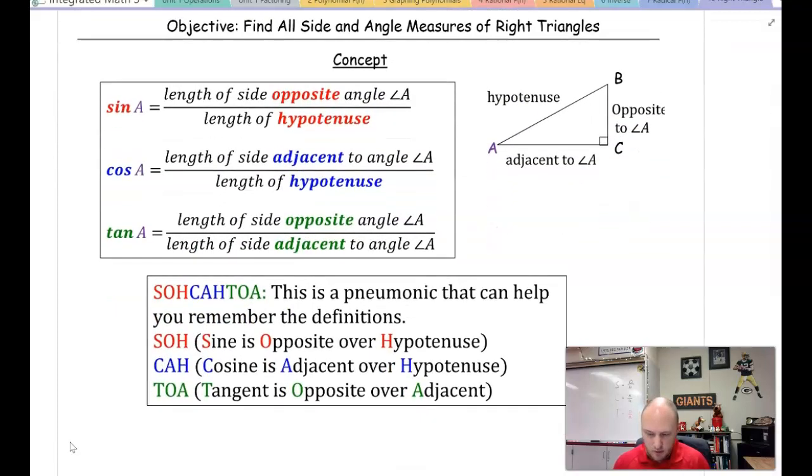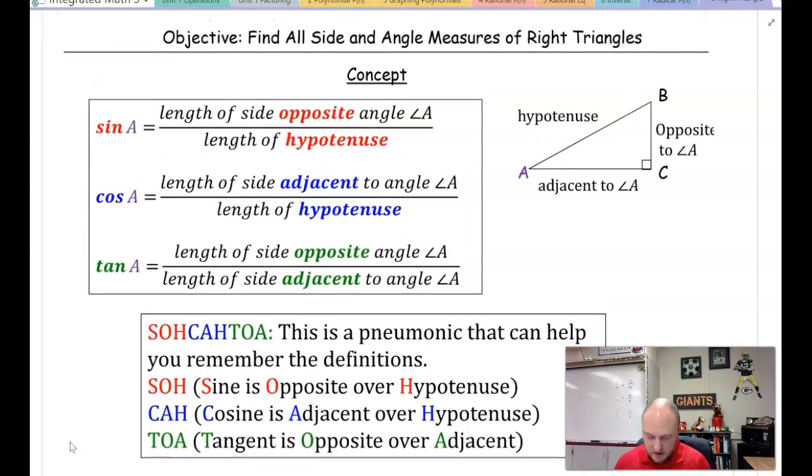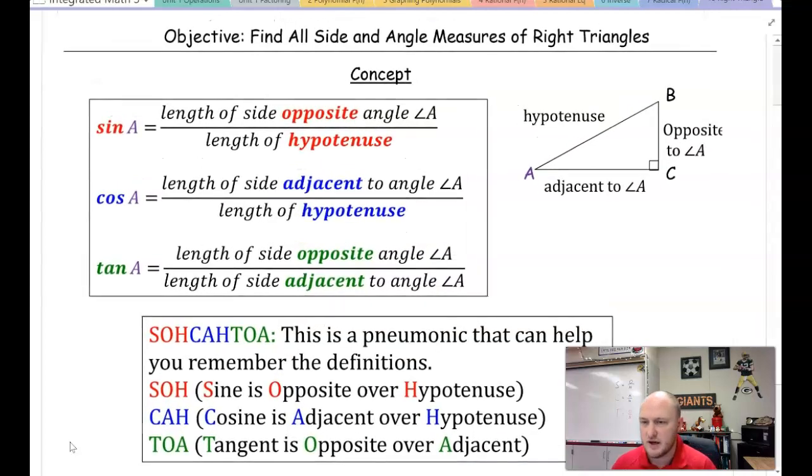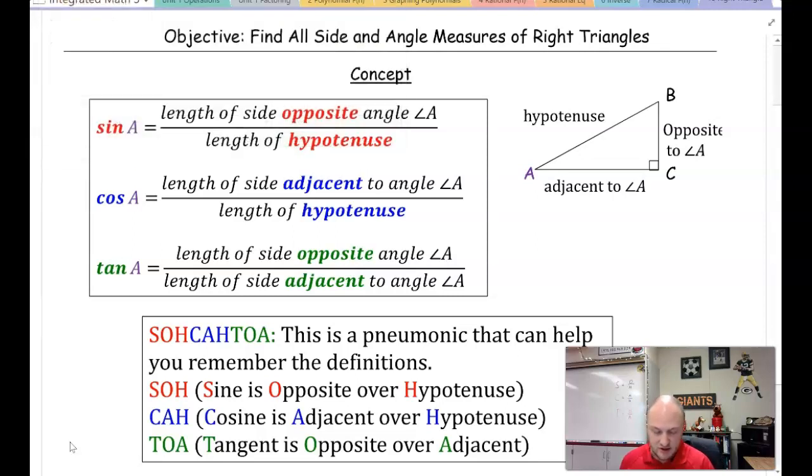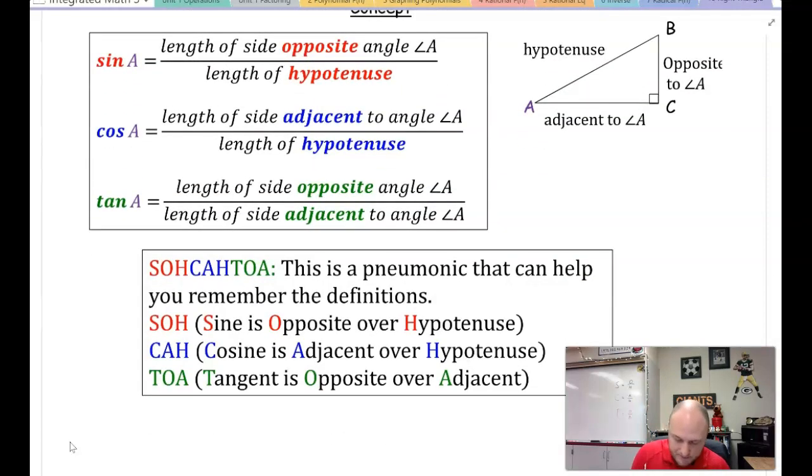Now I'm going to introduce you to the trig functions. Again, the trig functions are sine, cosine, and tangent. And I want you to memorize this acronym: SOHCAHTOA. Go ahead and say it with me. SOHCAHTOA.